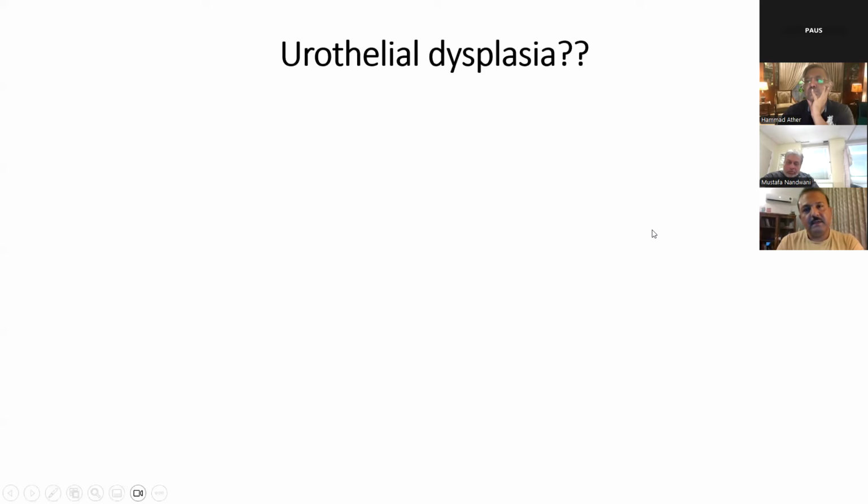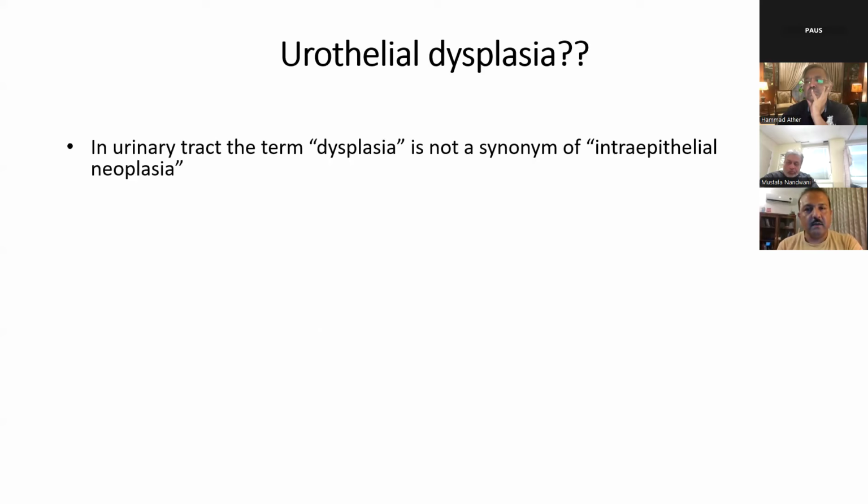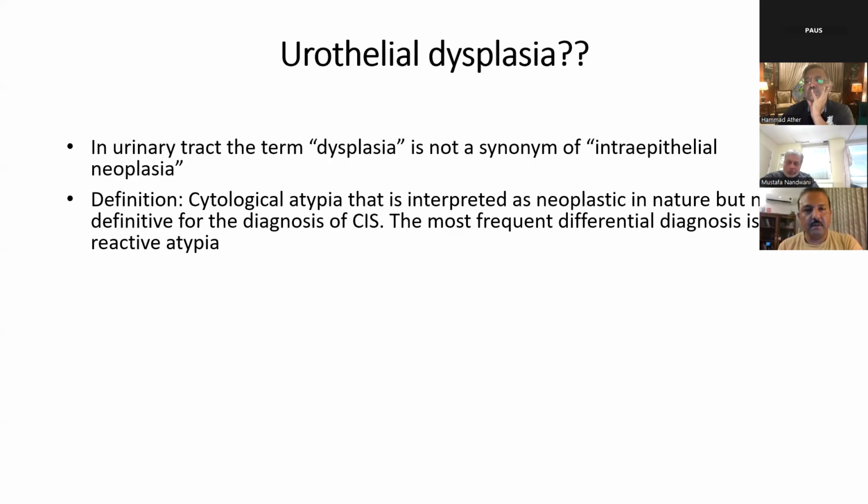Unlike other parts of the body, like the oral cavity, where if we see dysplasia we call it a precancerous condition or CIS, urothelial dysplasia is not equivalent to CIS. It is, in fact, a controversial term, and is avoided by most GU pathologists because we don't know what to do with them, how to treat them.